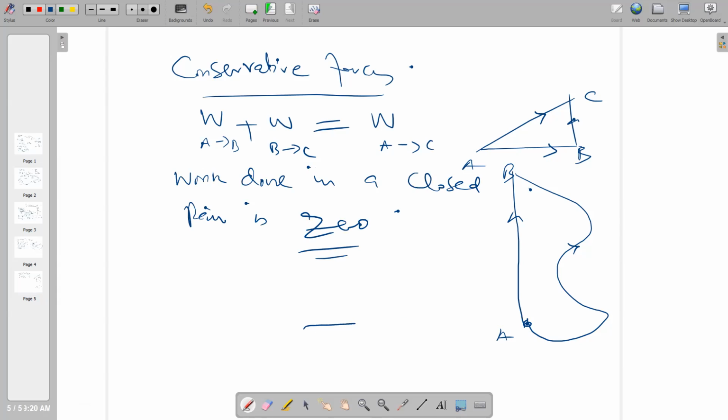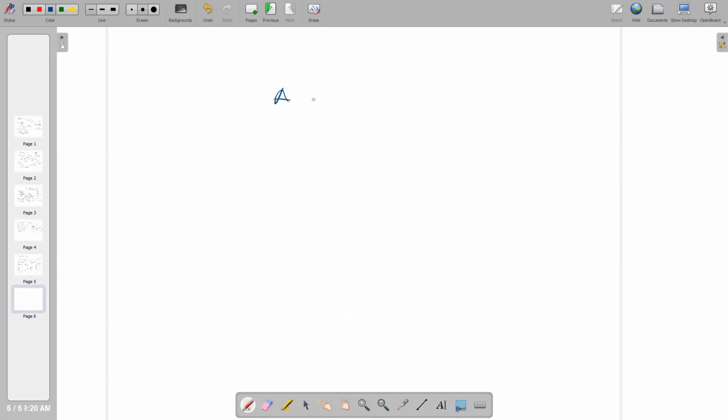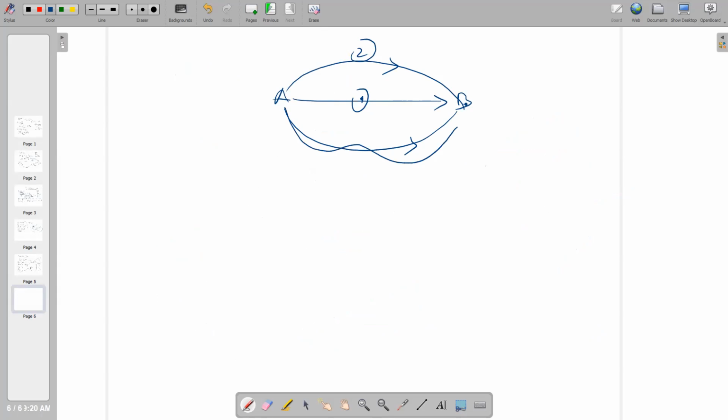So what does closed path mean? This is a closed path from A to B, B to C, and C to A. The body is moving up and coming down. This is a closed path. So remember, if we are taking position A and this is position B, and the body is moving from A to B in different ways, this is path one, this is path two, and this is, suppose, path three. If the work done in 1 is equal to the work done in 2 is equal to the work done in 3, the force will be conservative.